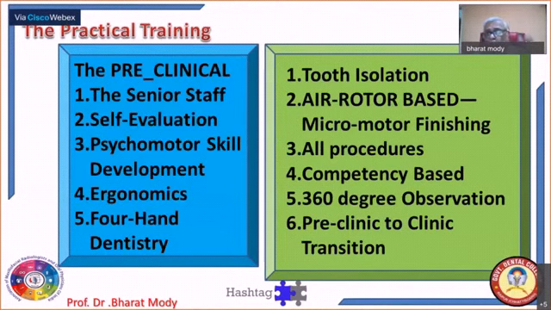Ergonomics, four-handed dentistry, and tooth isolation is something which we never did, and the preclinical class is the best time when you can do that. Always start with an air rotor. Micromotor should be used only for finishing, because they are ultimately going to use only the air rotor. Then why should you teach them on the micromotor? All procedures should be taught to them. We use 2 years of preclinical just teaching amalgam filling, and in the clinics they are doing composite. If you are not teaching them composite, you are not really doing any preclinical.